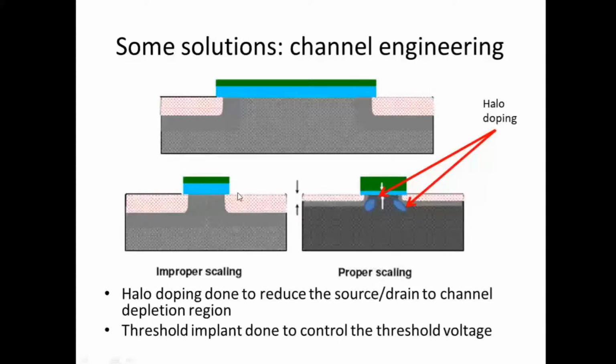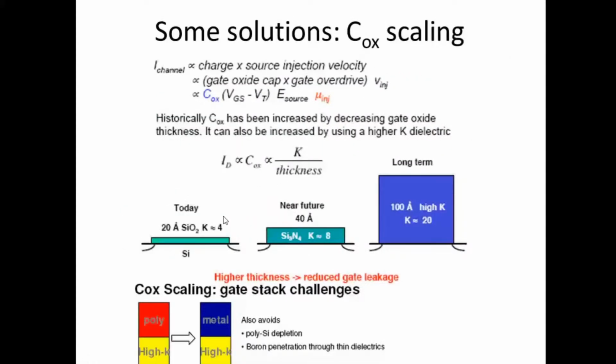In order to remove this issue, we use what is known as channel engineering. Halo dopings, as you can see here, and we put a threshold implant very close to the area under the silicon oxide. So we reduce the size of the source and drain, which tends to reduce the size of the depletion region. Now we try to understand how to eliminate the tunneling current through the gate oxide.